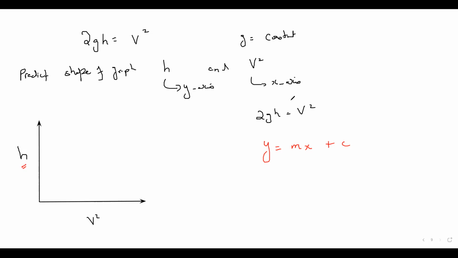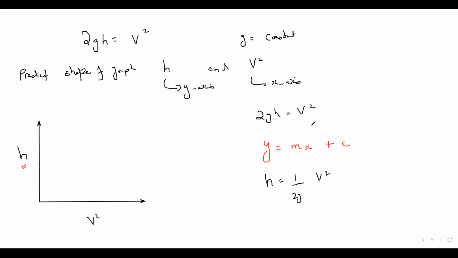So first I have to rearrange this equation. Since 2g is multiplied, on the other side it will divide. So it will come out h equals 1 by 2g into v square. Is it clear? Is it clear what I did?